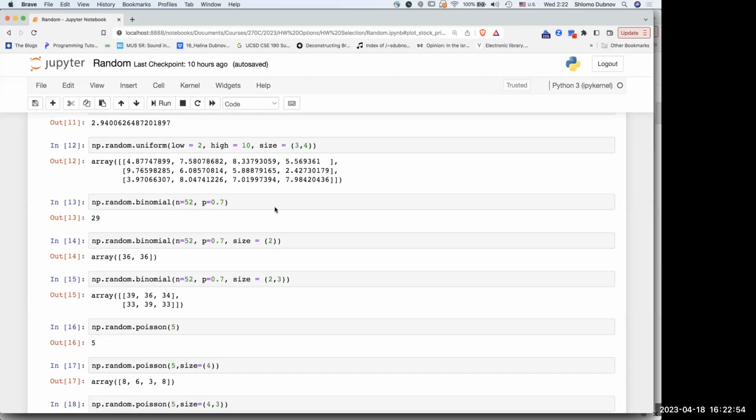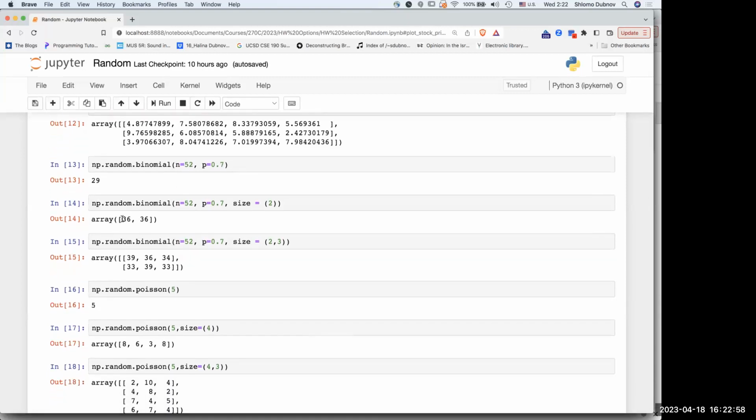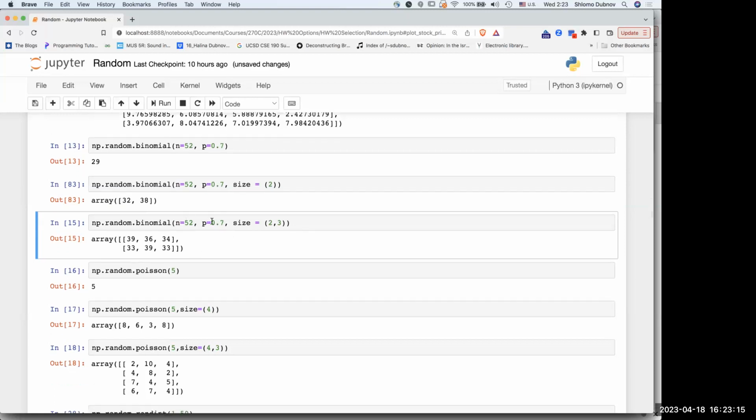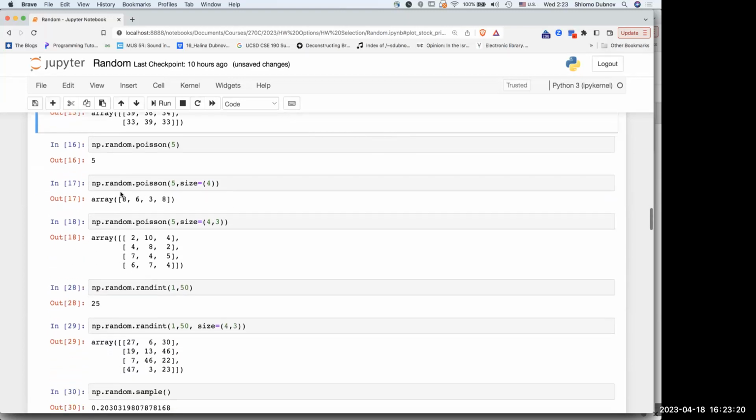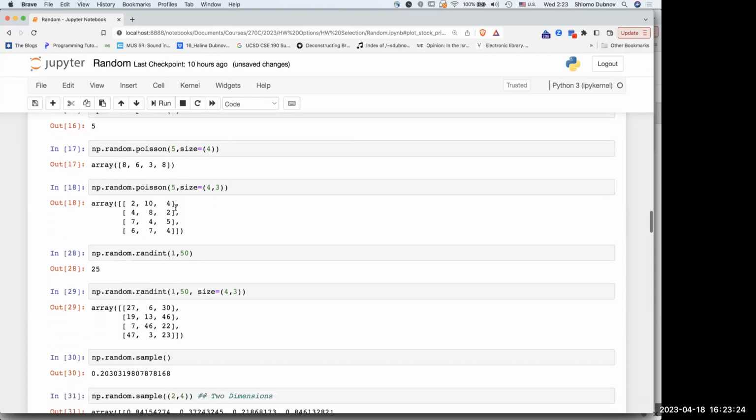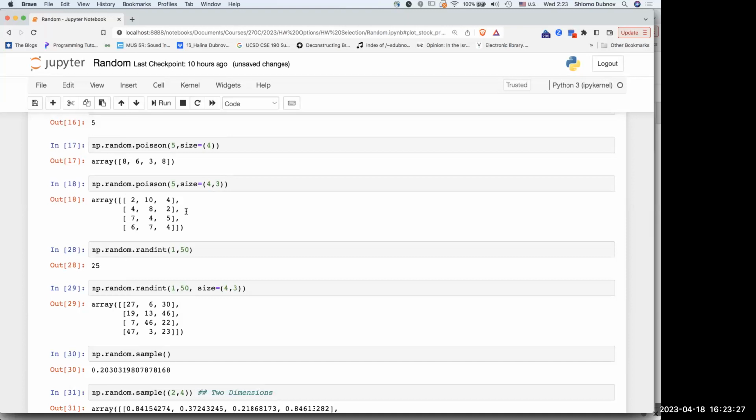Binomial distribution that we mentioned, with the probability P and the number of experiments. You can also repeat this with a different size. It was just by chance that we had the same number. These are basically two separate independent experiments. You can have 2 by 3 experiments done here for this binomial distribution. You have Poisson here, and you can sample them 4 times and get these numbers. You can sample them into a matrix.